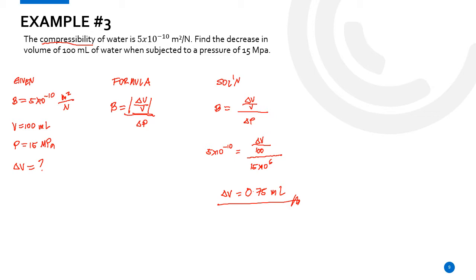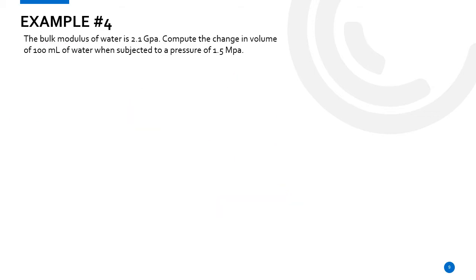Okay? So, another example. The bulk modulus of water is 2.1 gigapascal. Compute the change in volume of 100 ml of water when subjected to a pressure of 1.5 megapascal. Okay? So, first, what we do is list everything, given. So, first given is the bulk modulus, letter E, 2.1 gigapascal. Then, the volume is 100 ml, the pressure is equal to 1.5 megapascal. Okay? What we are looking for is still delta V.